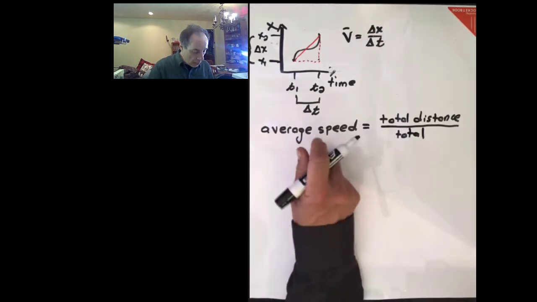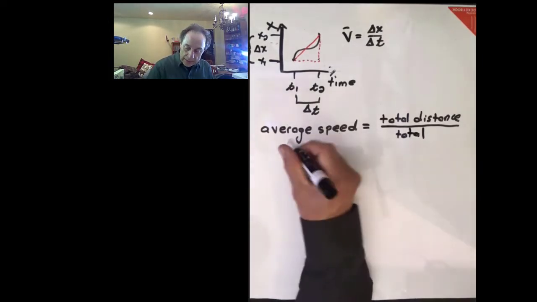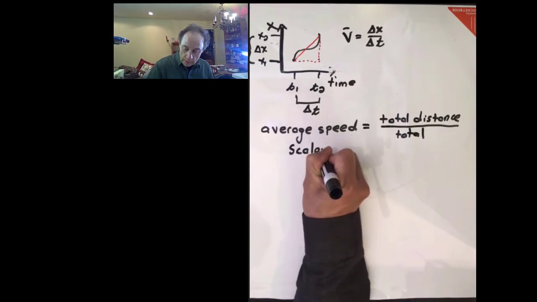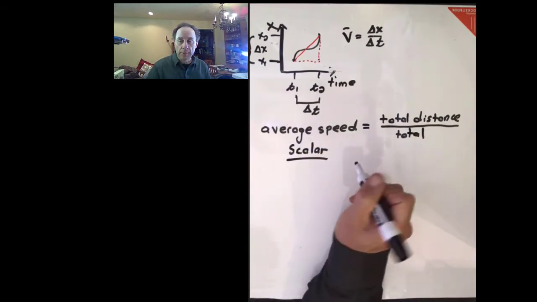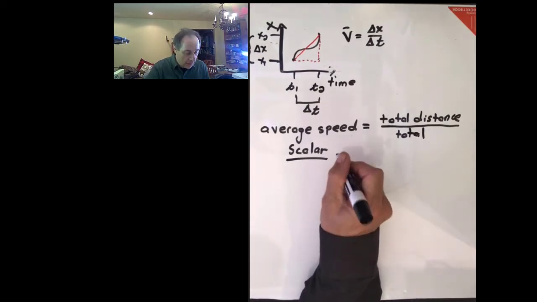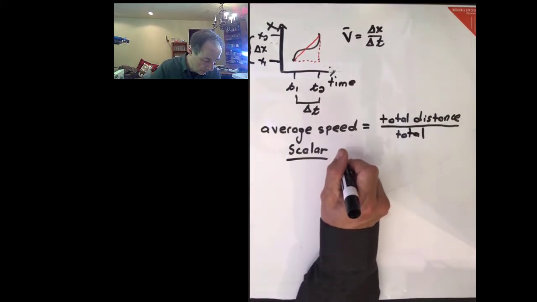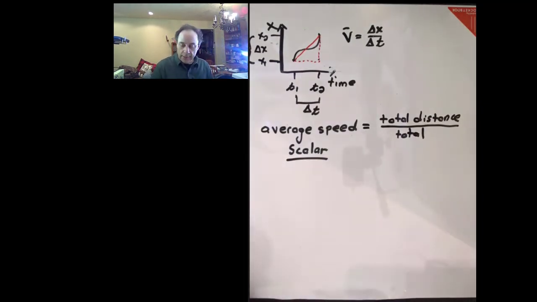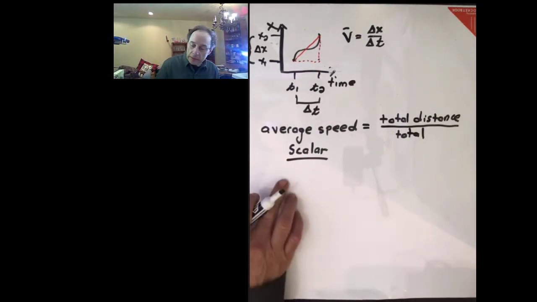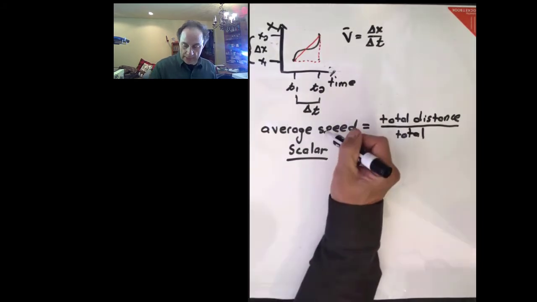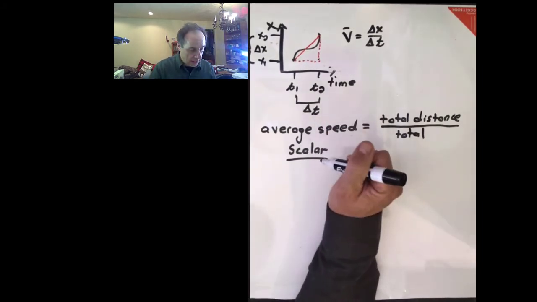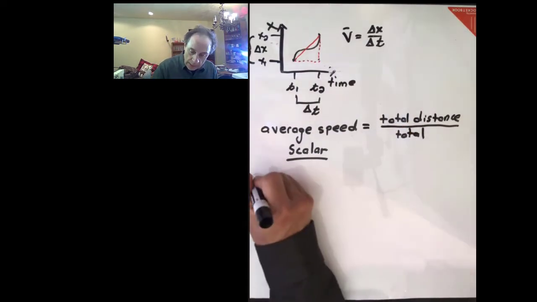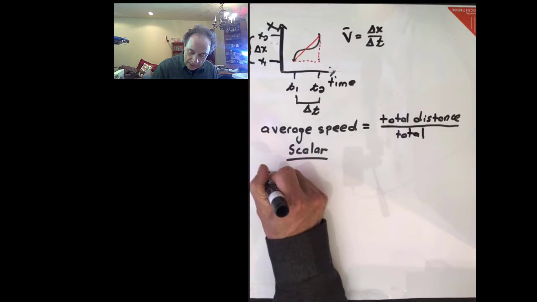This is the same unit as velocity, but this is a scalar quantity. Okay, it has only magnitude and units. It is not a vector quantity. It does not have direction. So, that's the difference between average speed and average velocity. Now, I said there was a second kind of velocity, and that is instantaneous velocity.